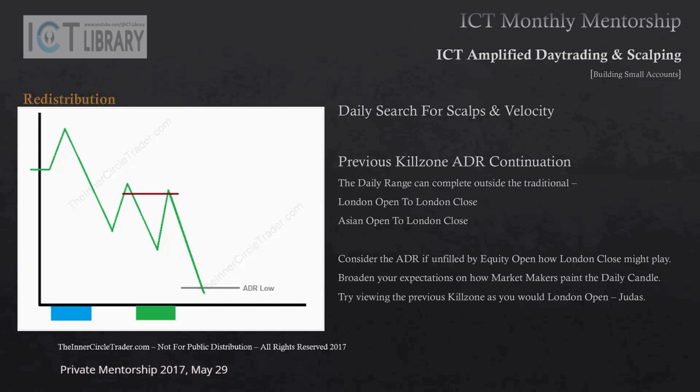Now the one that's last in that list, London Close to bond close, that one is going to be used when ADR has not been fulfilled, but price has stalled below a premium PD array or above a discount PD array on a higher time frame. So when you're bearish, for instance, we're looking at this scenario here, say that green shaded area is the London close. At that London close, we have yet to see the ADR low fulfilled for the day, and institutional order flow is bearish on the daily and 4-hour.